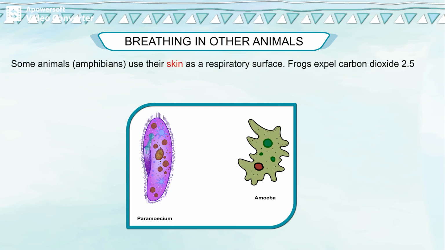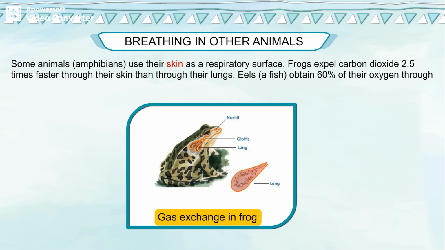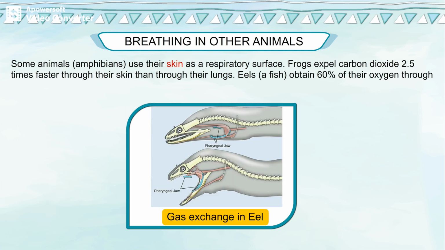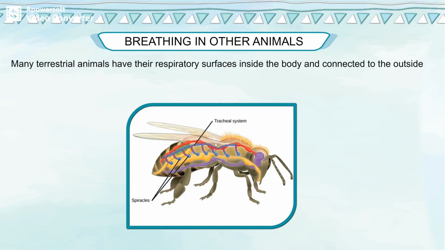Some animals, amphibians, use their skin as a respiratory surface. Frogs expel carbon dioxide 2.5 times faster through their skin than through their lungs. Eels, a fish, obtain 60% of their oxygen through their skin. Humans exchange only 1% of their carbon dioxide through their skin. Constraints of water loss dictate that terrestrial animals must develop more efficient lungs.